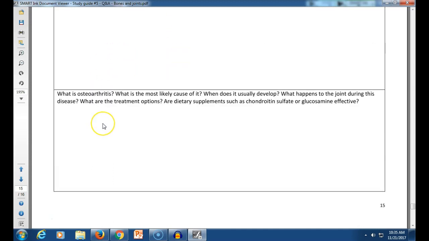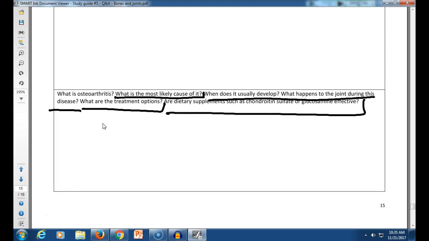Osteoarthritis. Normal wear and tear causes it. Associated with age, develops in the elderly. Cartilage is worn out. Joint ends start to rub against each other and become thicker and thicker. Treatment options: mobility, pain medications. Okay? Chondroitin or glucosamine, not effective.